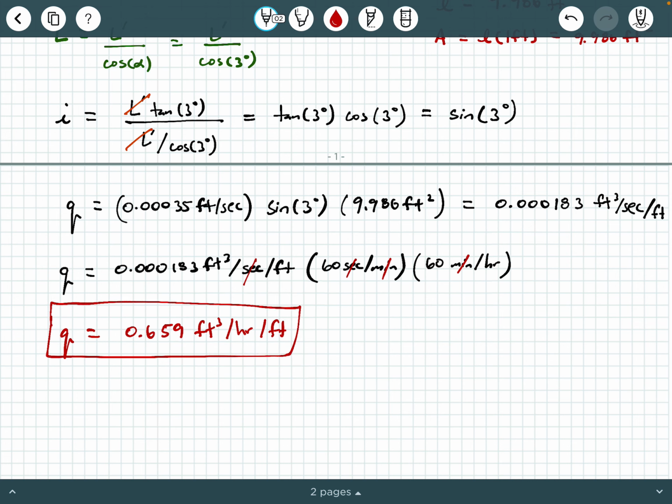And again, that's per foot coming in and out of the screen at you, so per unit width, okay, or per unit length. So that concludes this example. Again, I encourage you, if you're a little rusty on some of your trig manipulations, pause the video, draw out some triangles, and make sure you can see how I piece together A, L, L prime, and I all together.